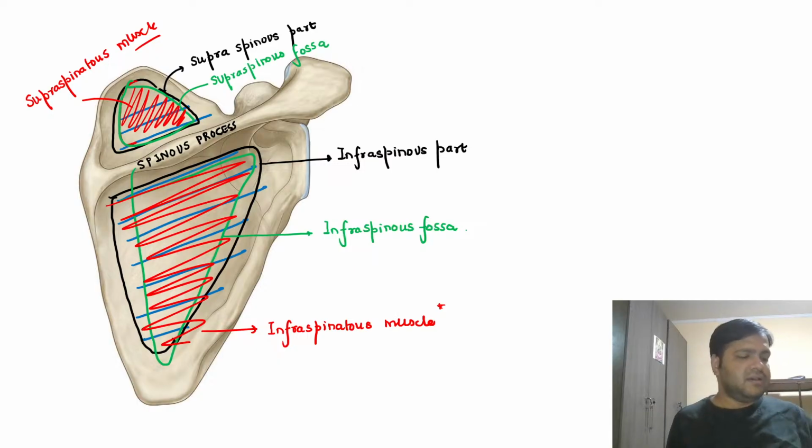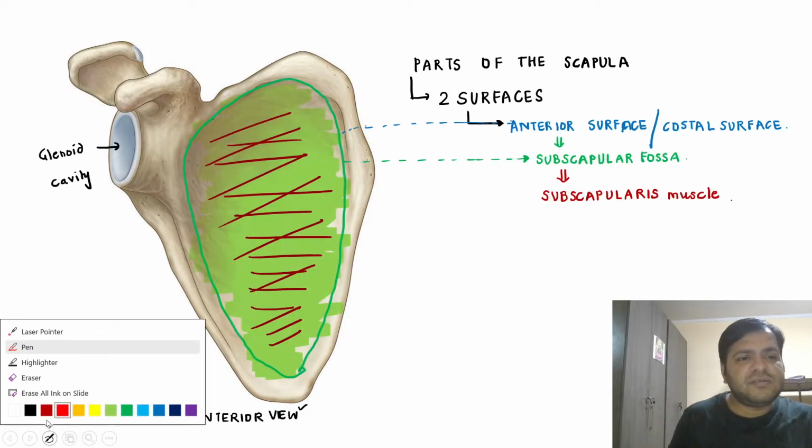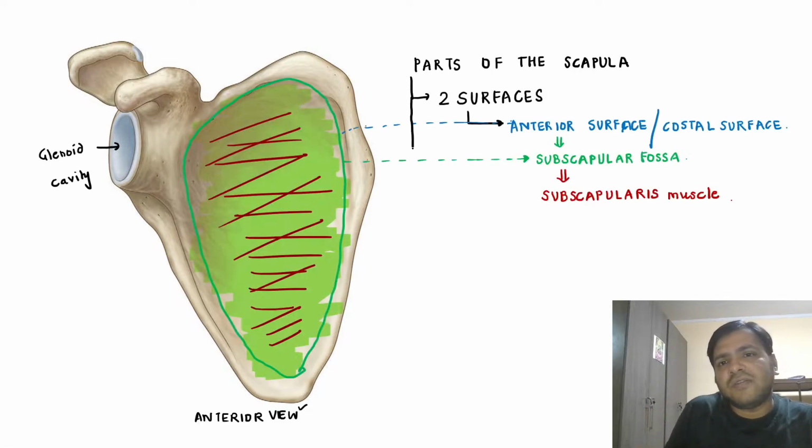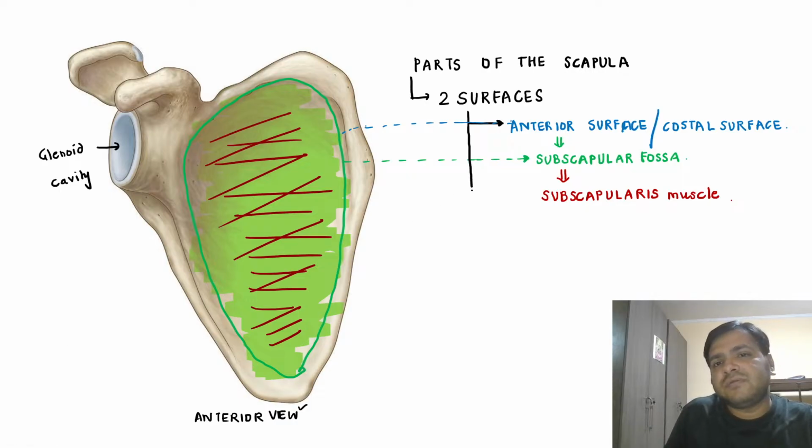So let us just try to make this entire posterior surface in one flow chart. So we have two surfaces. Let us just try to discuss the other surface also. That is the posterior surface.